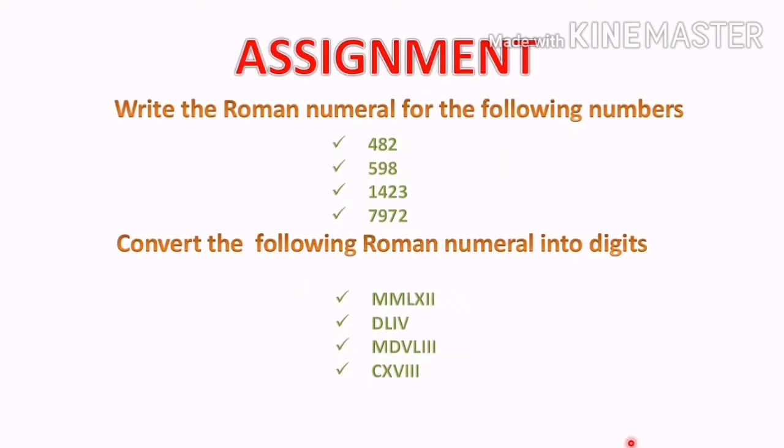Now here you have the assignment. Write the Roman numeral for the following numbers and convert the following Roman numerals into digits.